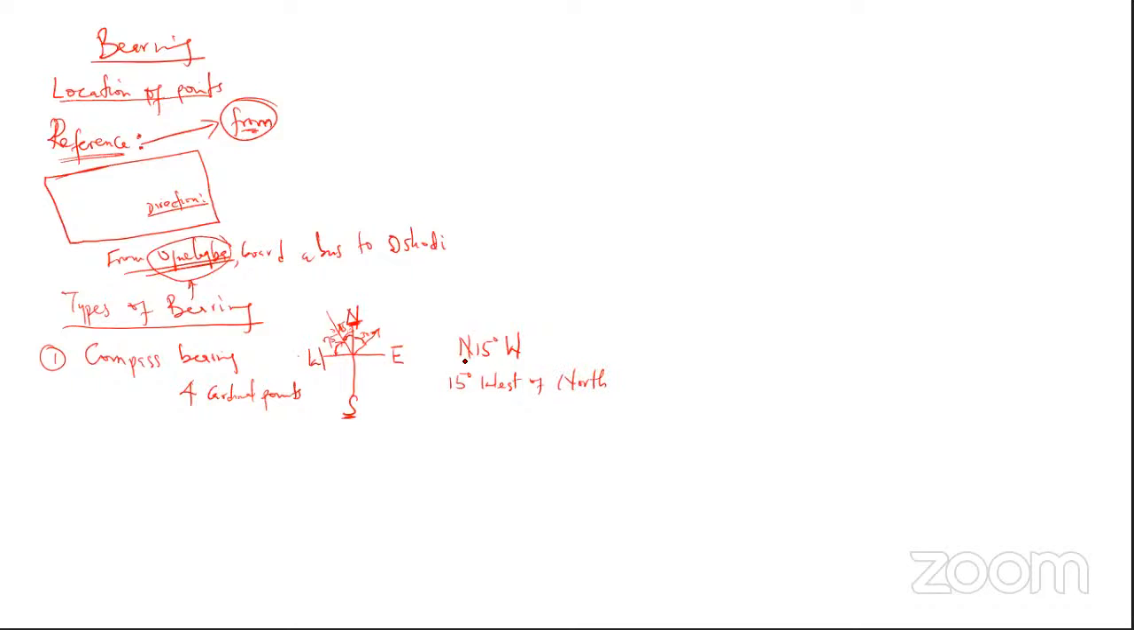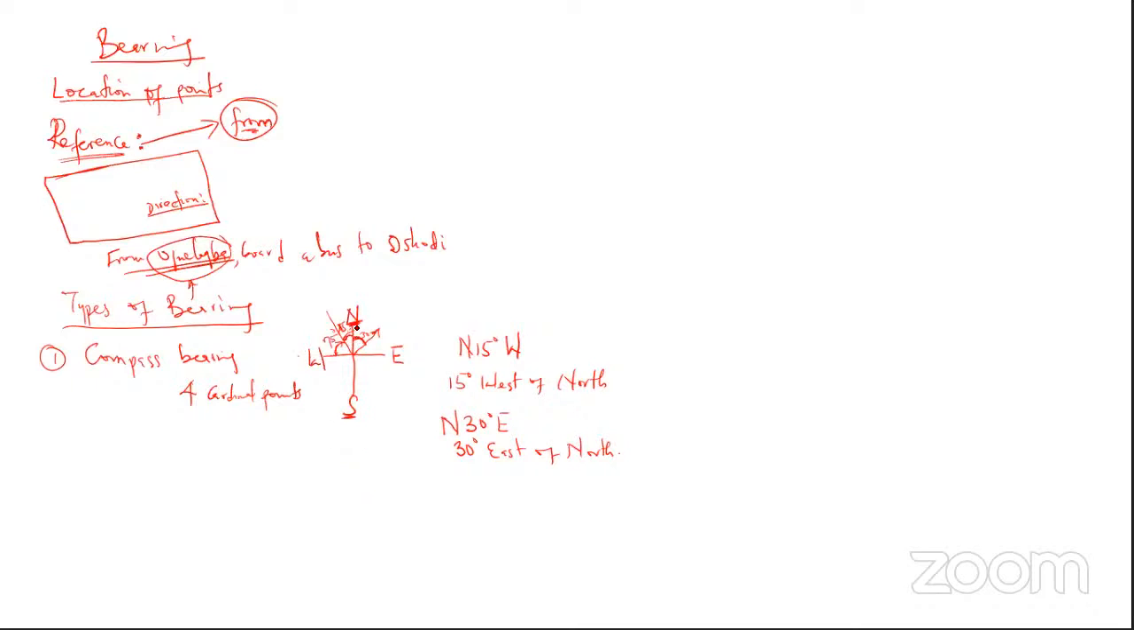But if you are writing it down, you write north 15 degrees west, which means 15 degrees west of north. Likewise, this one that I described earlier, if you are writing it down, it is N 30 degrees east. But if you are pronouncing it, you say 30 degrees east of north. So that is what we mean by the compass bearing.